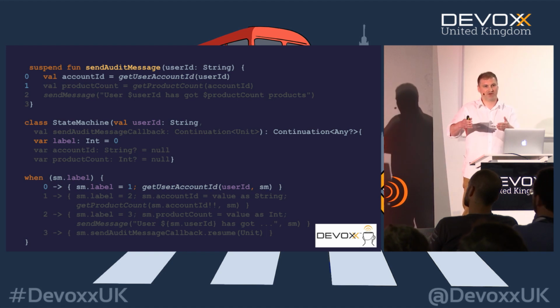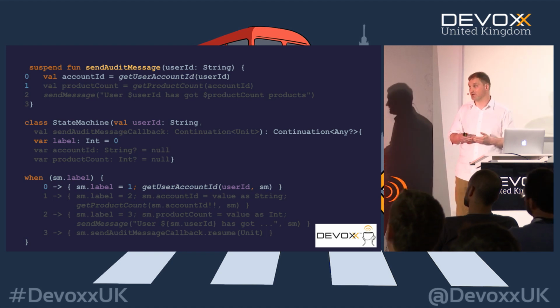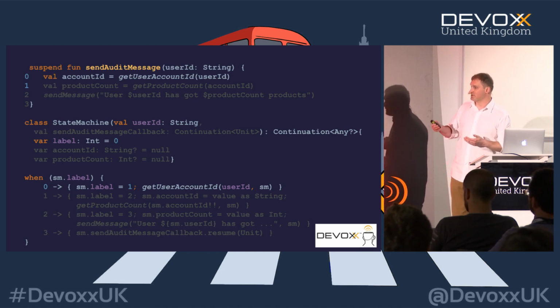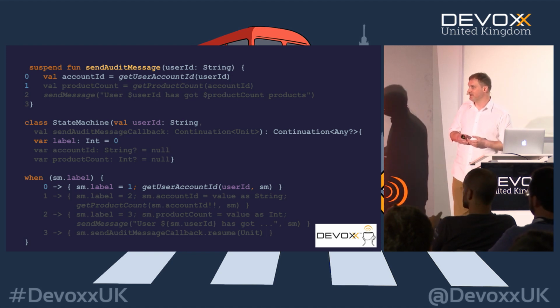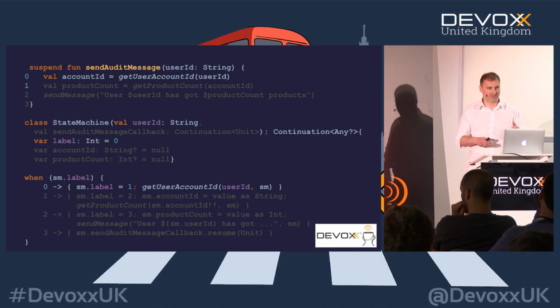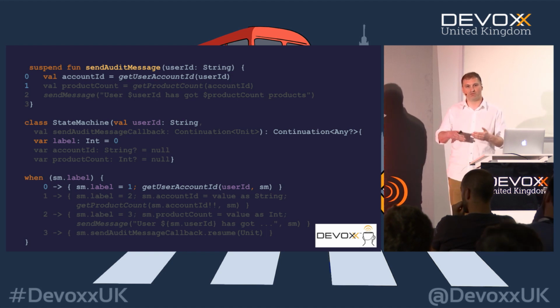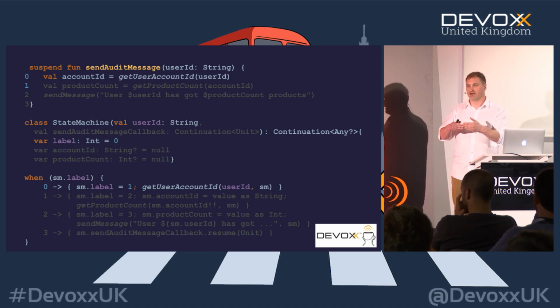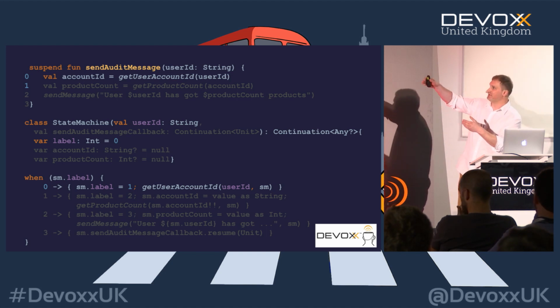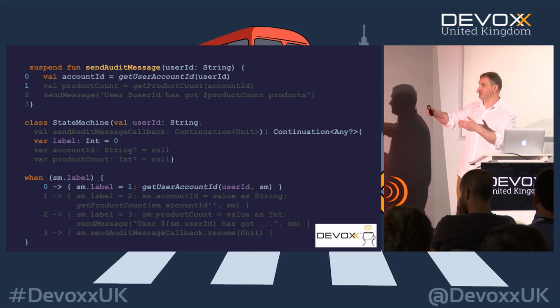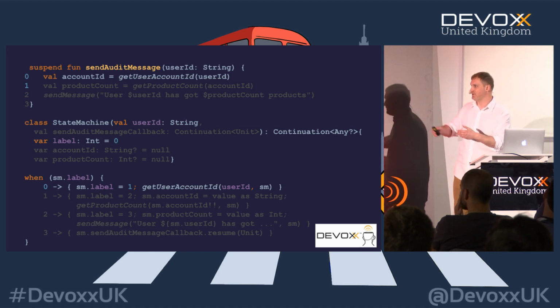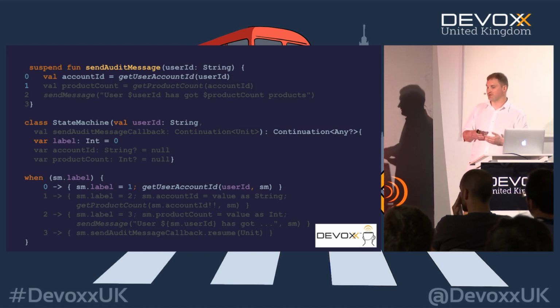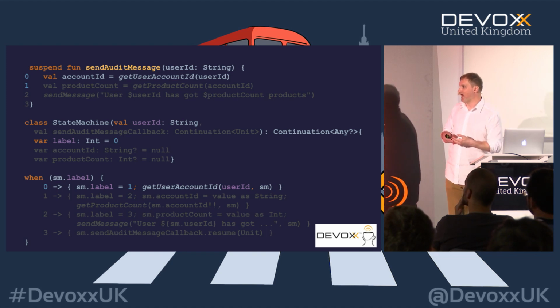So first, our state is 0, which means we are at the beginning of the execution of our suspending function. Label is 0, so we go to the case where we check the value of the label. And the first thing we do is we set the value of the label to 1, because the next time the execution will resume, it will be after the get user account ID is called. So then we should proceed from that point after get user account ID. So we set the value of label, which is our state, to 1, and then we call the get user account ID function.